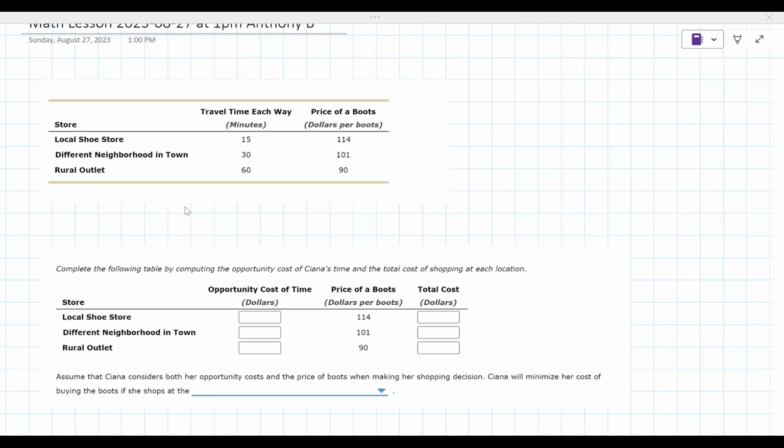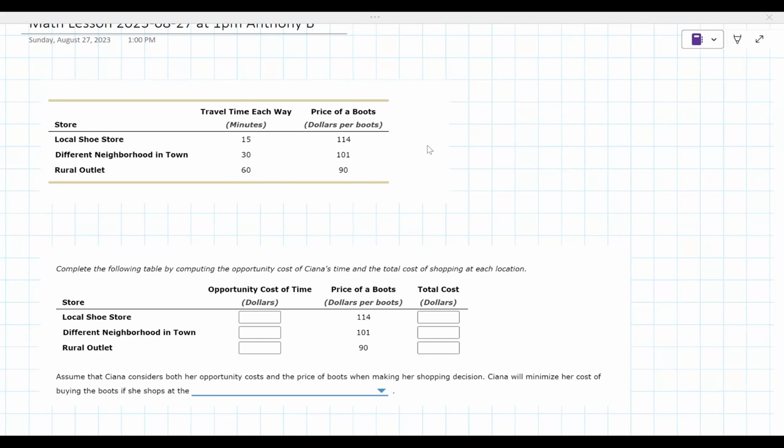No problem here. So it says here, local shoe store, looking at a similar problem. Maybe these are the same numbers. So this 30, 101. So this one, okay. So again, this is the exact same numbers, which is good. But we've got to be careful here too.